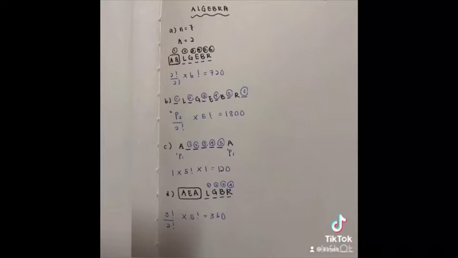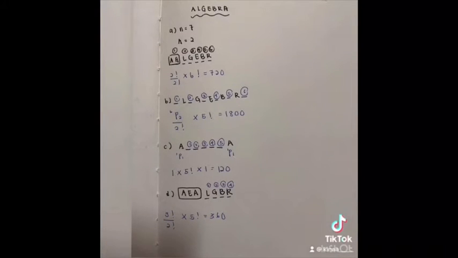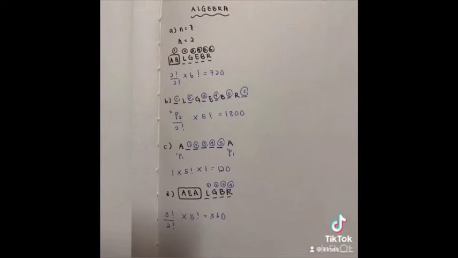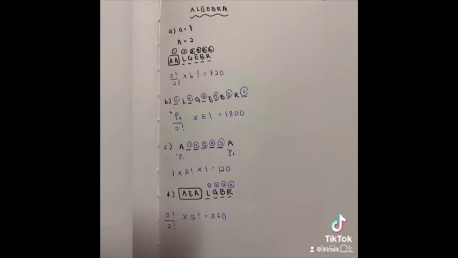The question asks for when the two A's are together. In the word algebra, there are 7 letters, so n equals 7, and there are 2 A's. We put them together at the front, and the others at the back, which are L, G, E, B, and R. So we count A and A as 1, and the other letters as 2, 3, 4, 5, and 6. So the solution is 2 factorial over 2 factorial, because there are 2 A's, multiplied by 6 factorial, which is equal to 720.